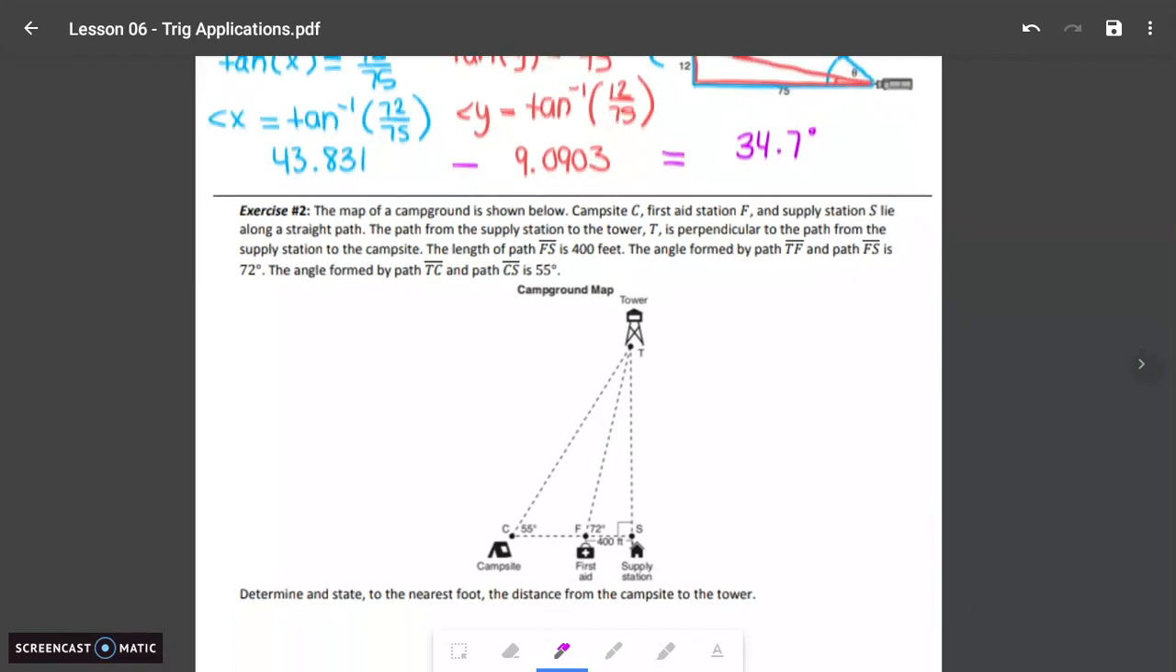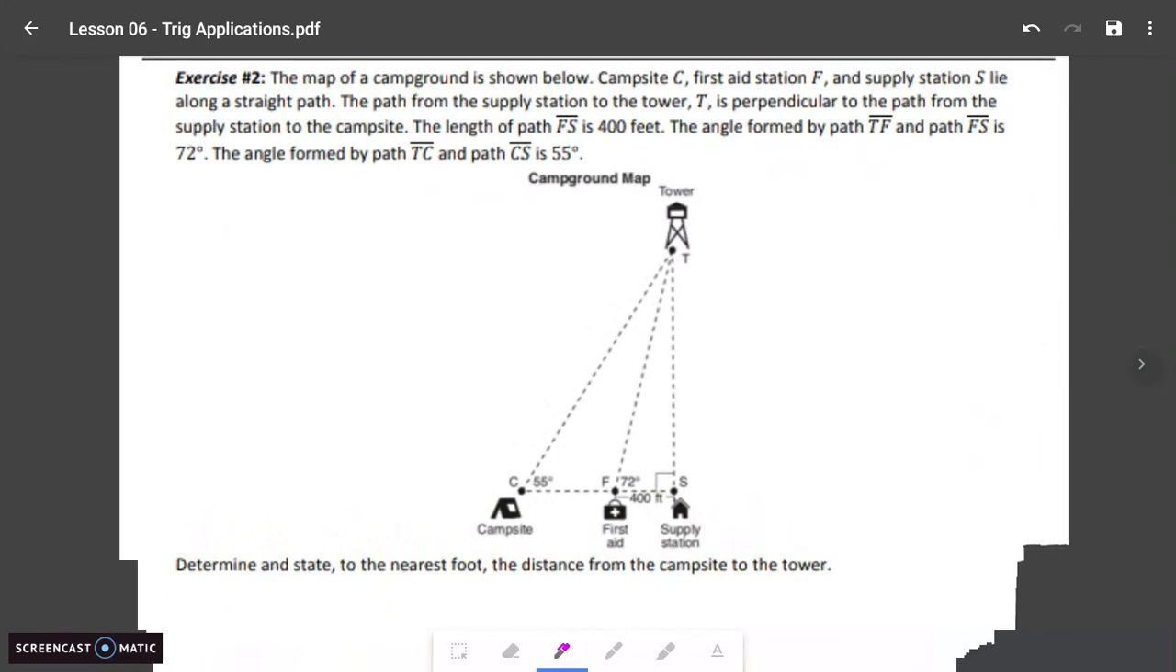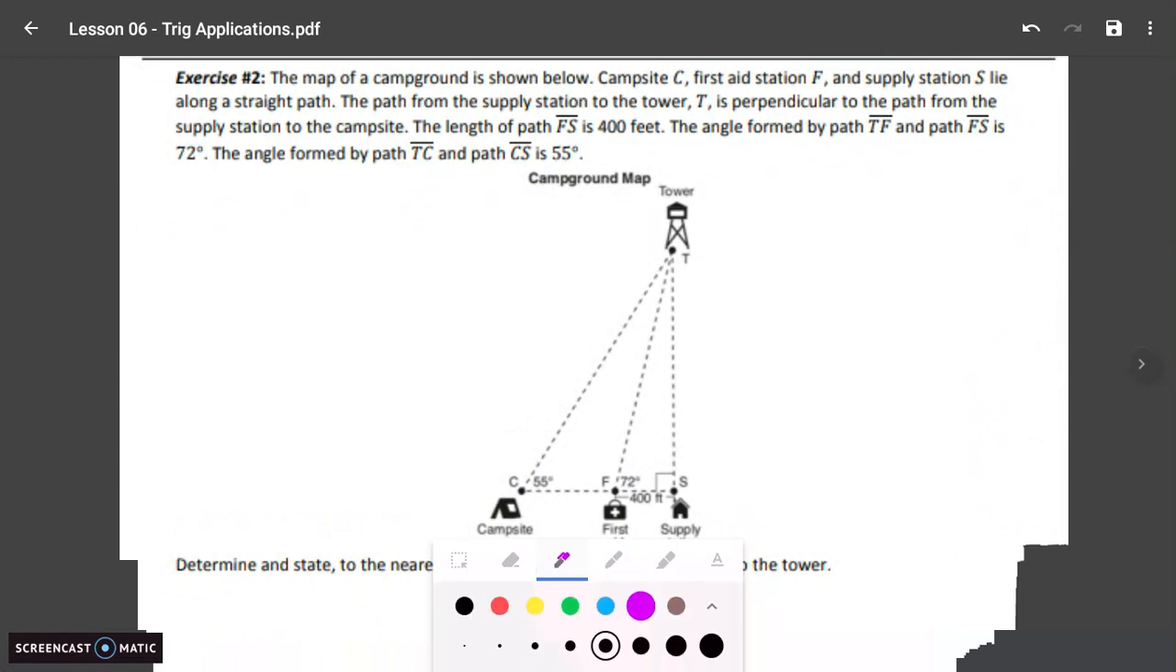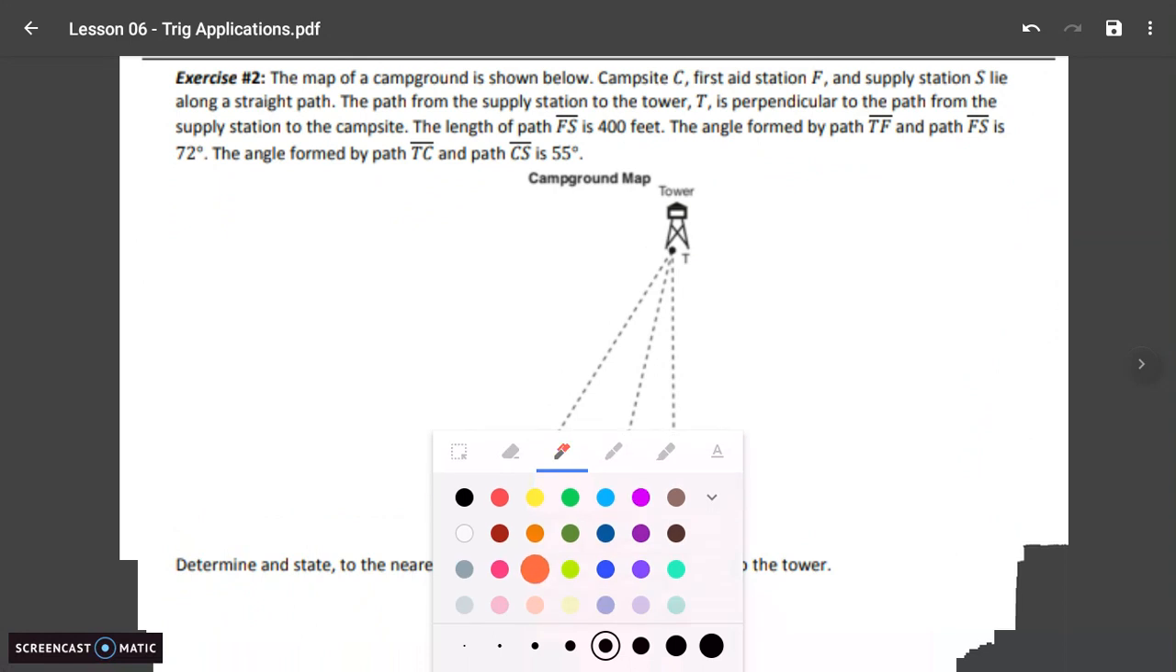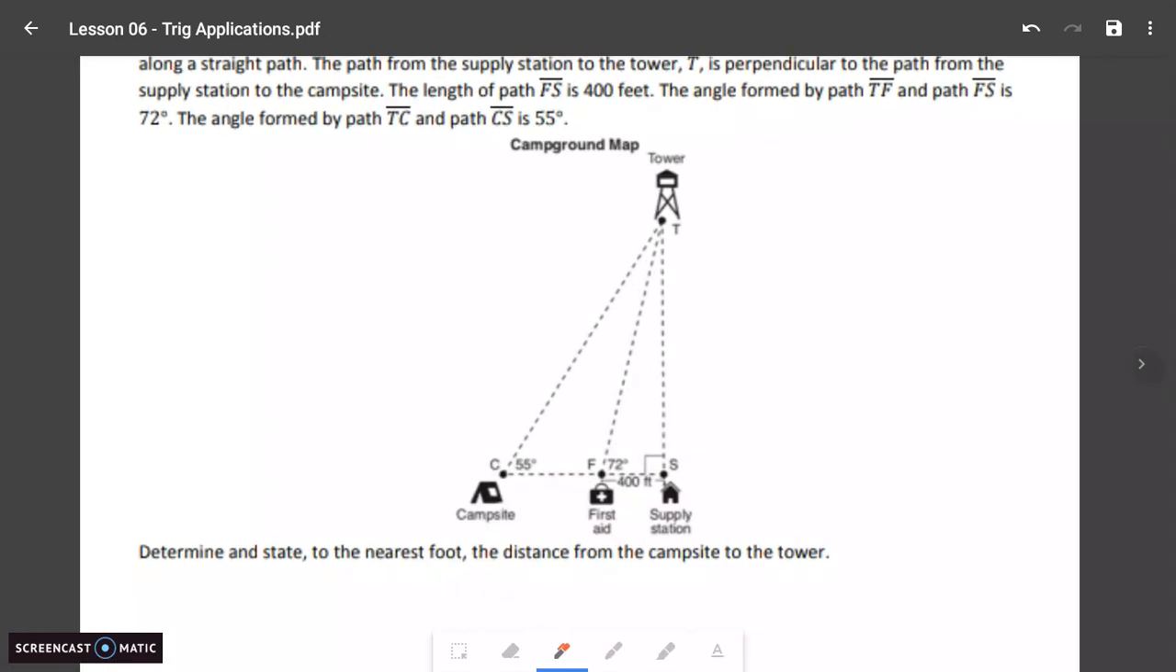Now in the second problem here, we're given the map of a campground, and we have the different parts labeled, like the campsite, the first aid station, the supply station, and the tower. We know that the first aid station, the supply station are 400 feet from each other, and we're given different angles that are formed. Now, what we're trying to find is the distance between the campsite to the tower. So at first it seems pretty good, because that's part of the big right triangle here.